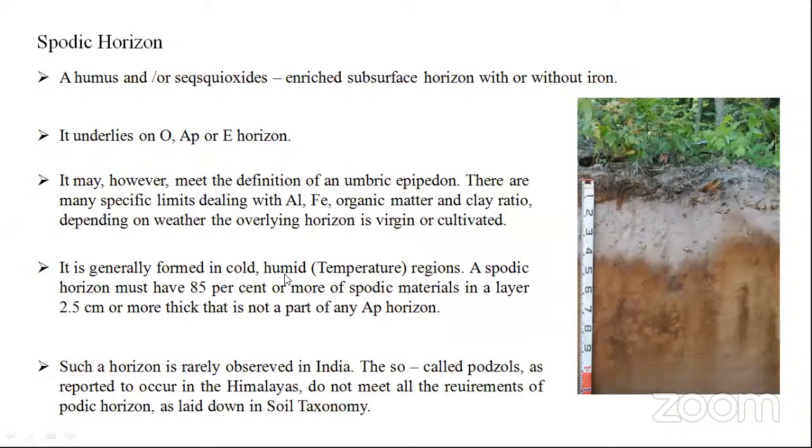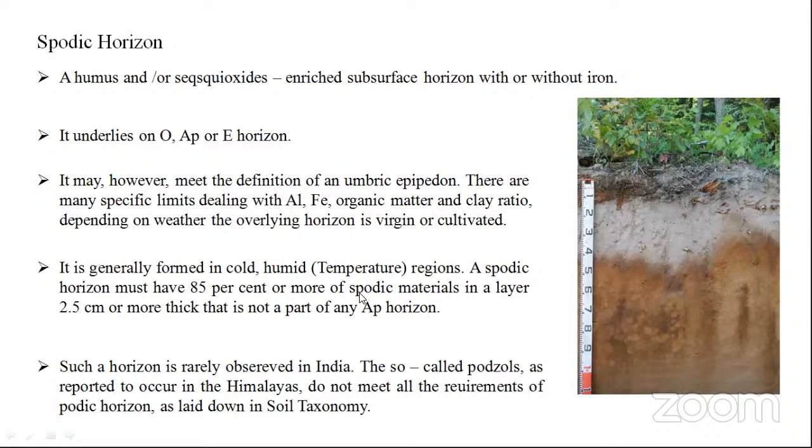You have to get cold and humid regions, which are very important. Sometimes you can expect some spodic material. And keep in mind, students, this spodic horizon does not come under the AP horizon. Don't confuse it. AP means plough horizon, and this is not a plough horizon.